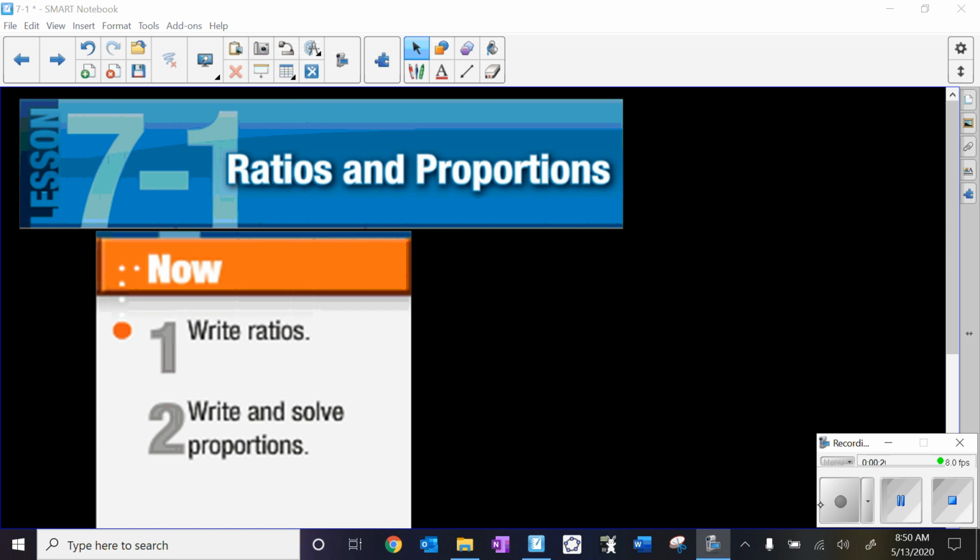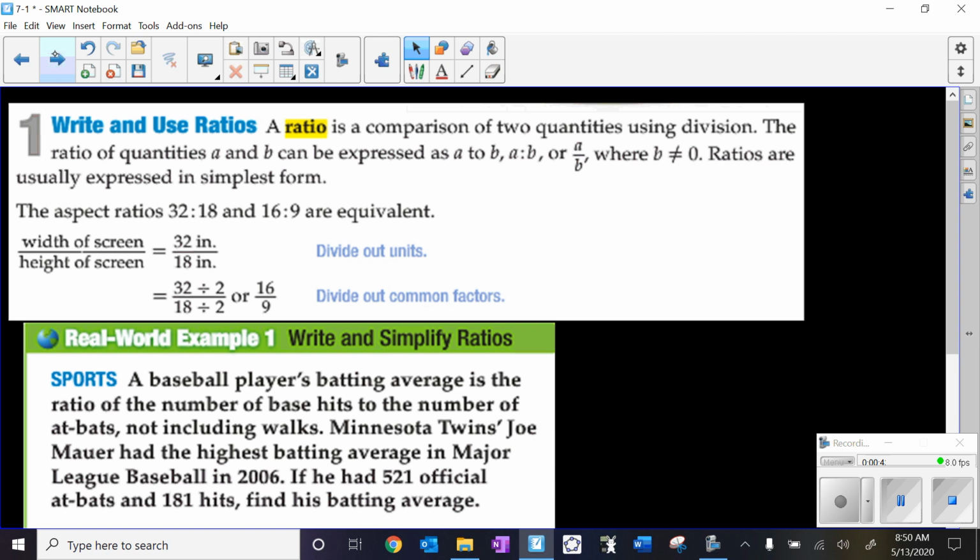But before we can get into the idea of similarity, we need to go back to algebra and understand what a ratio and a proportion is, because we're going to need those for the entirety of chapter 7. So first, what is a ratio? We're going to say a ratio is a comparison of two quantities using division.